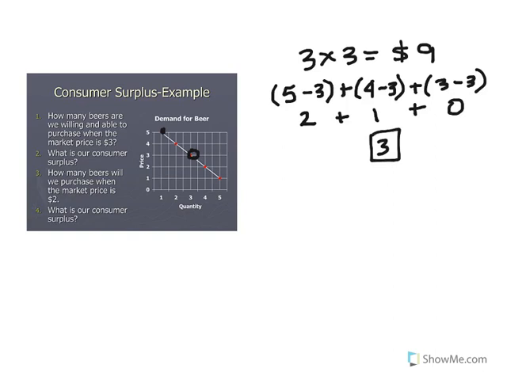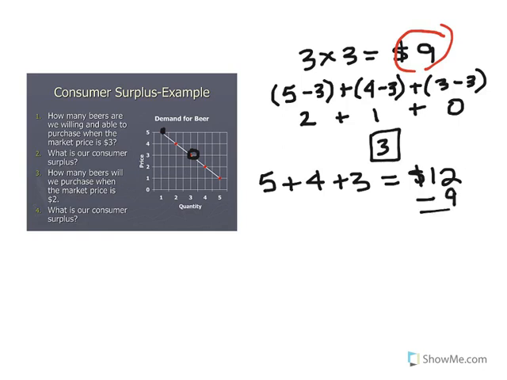Another way that you could calculate it is just add up the amount that you would have paid for each beer. So you would have paid $5, you would have paid $4, and you would have paid $3 for those 3 beers. Therefore, you would have been willing to pay $12. And then you compare that to what you actually paid, which was $9 up here. So then again, you would just do the $12 minus the $9, and you notice you come up with the same number of 3.